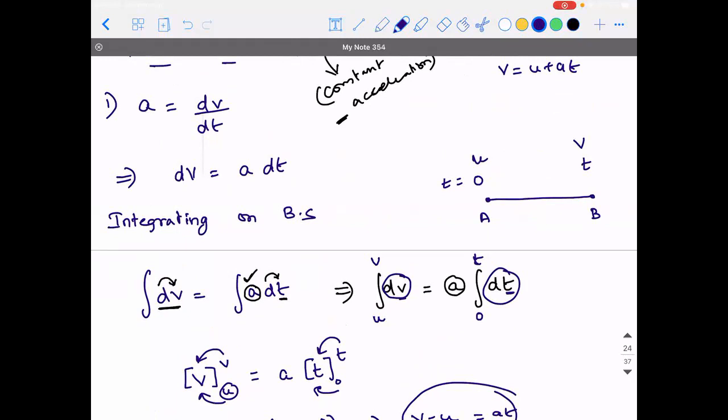Sir, can you once again explain those steps, sir? Upper value and upper limit and lower limit.